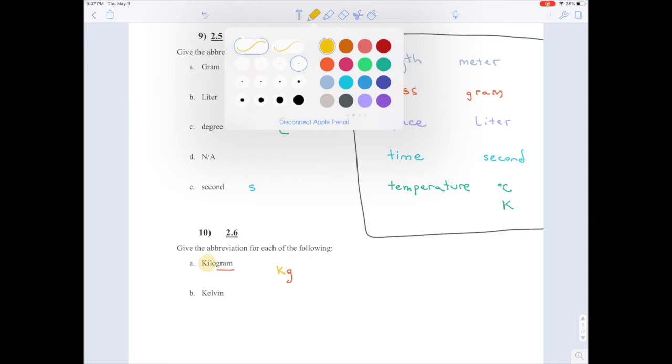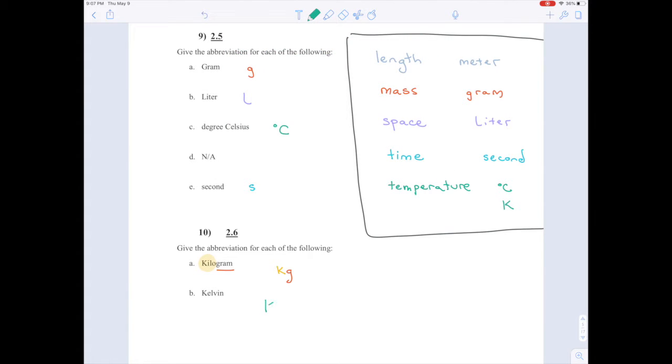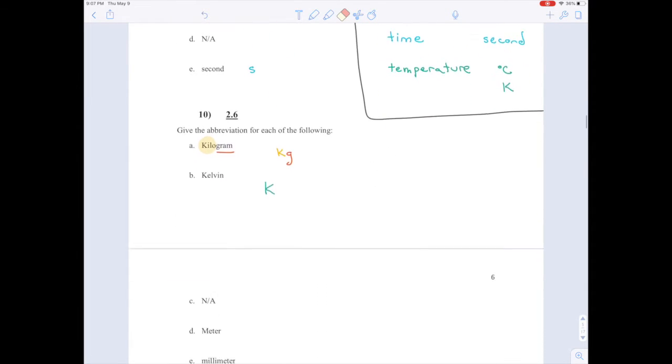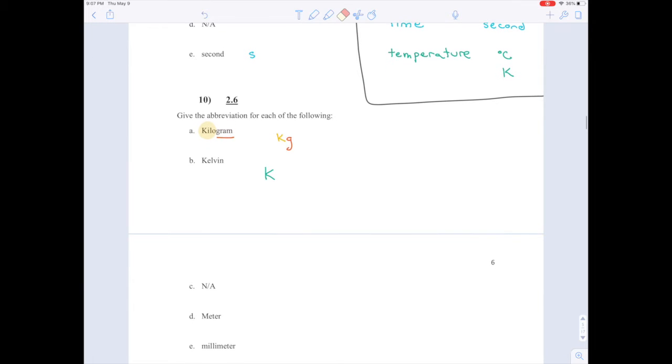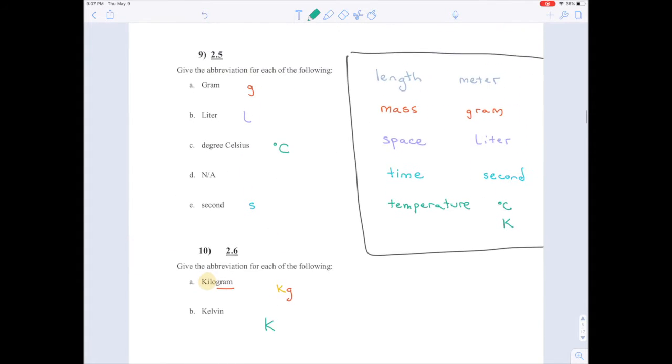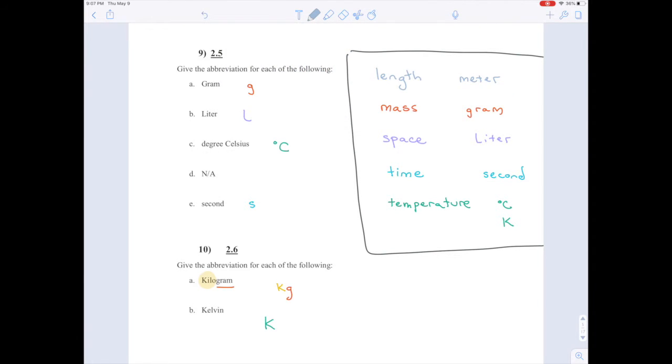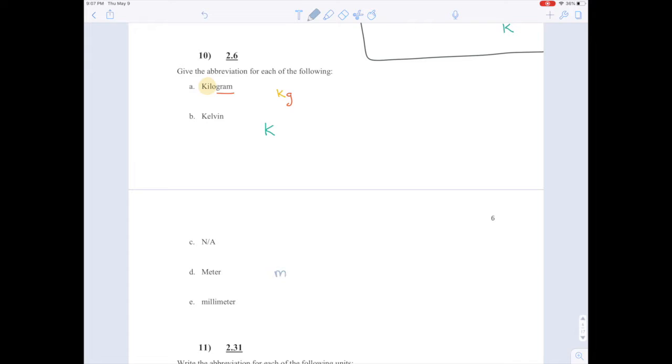Kelvin, we saw that's the temperature unit, and it's the one that's based on absolute 0. Absolute 0 is 0 Kelvin. The abbreviation for that is just a capital K. Notice it doesn't have a degree. It's not degrees Kelvin. C, not applicable. Don't worry about that one. D, meter. Now we saw that the meter was the unit for length up here. So the meter is measuring how extended something is, and the abbreviation for that is just a lowercase m.